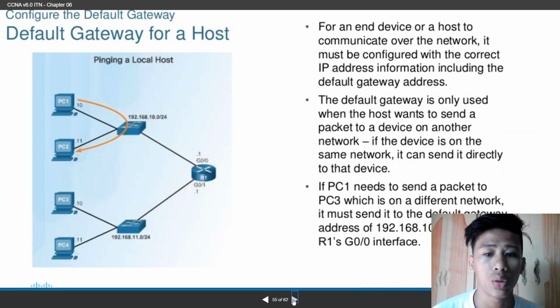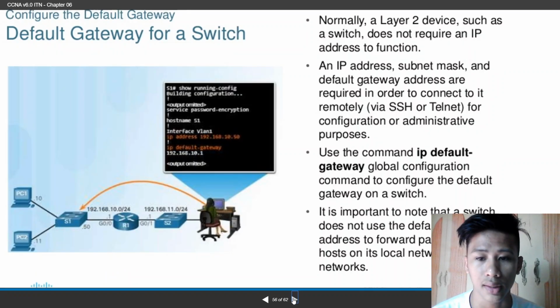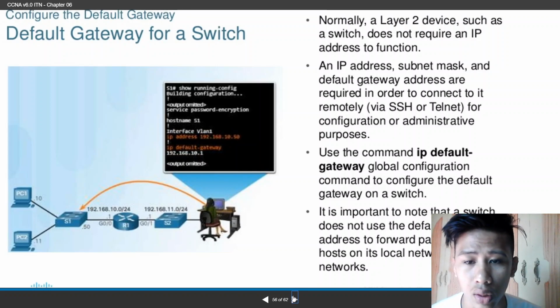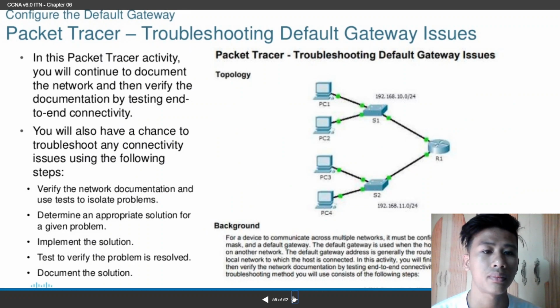Default gateway for a host: the default gateway is only used when the host wants to send a packet to a device on another network. If the device is on the same network, it can send it directly to the device. Default gateway for a switch: an IPv4 address, subnet mask, and default gateway address are required in order to connect to it remotely.